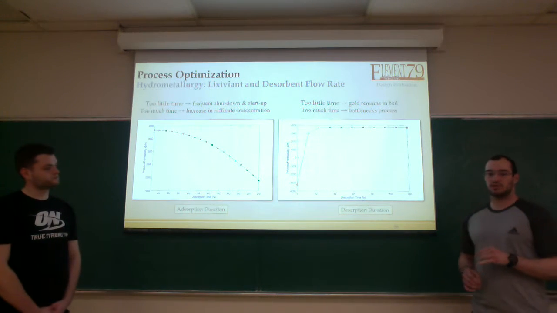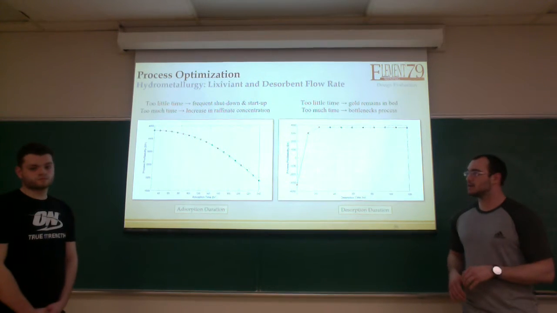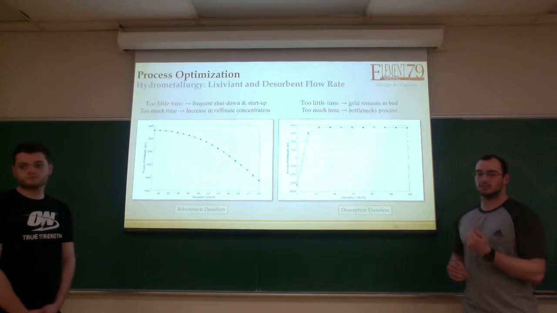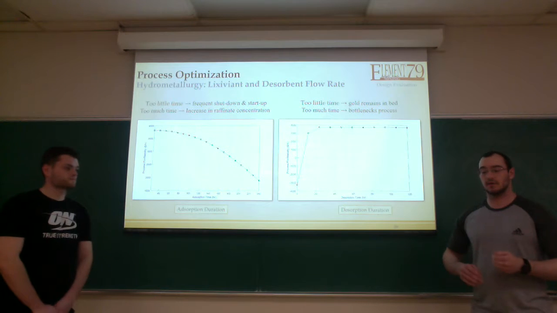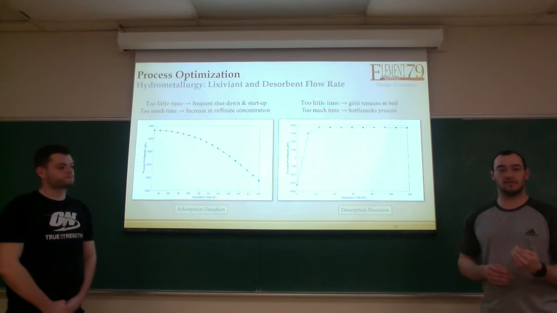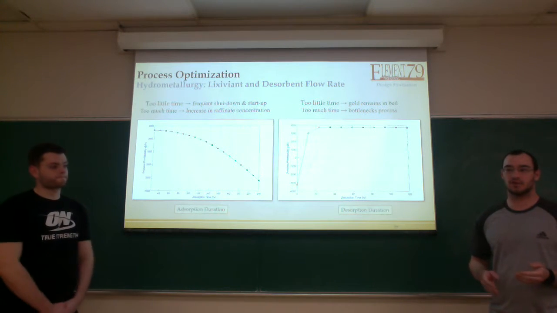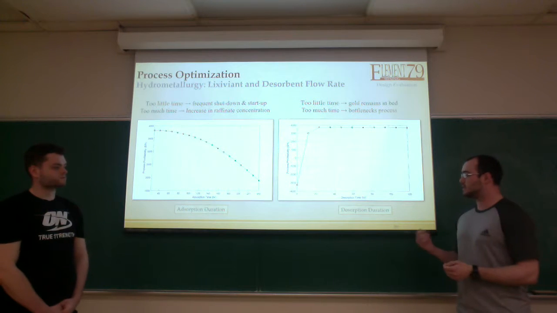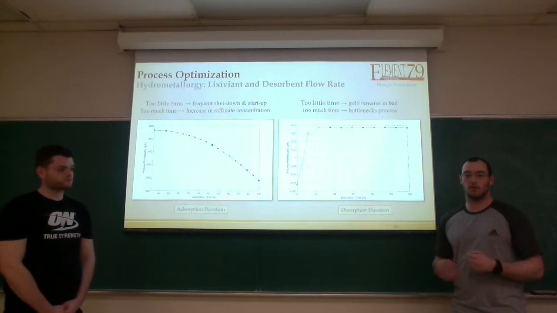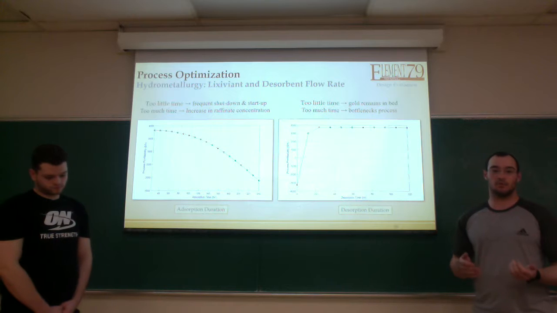For the adsorption duration and the desorption duration, as the time is increased in the adsorption step, we actually have more gold leaving as a raffinate, and we're losing that concentration and thus losing profit. For the desorption step, the longer we run it, the more gold we get out of the fixed column and the more profit we get.